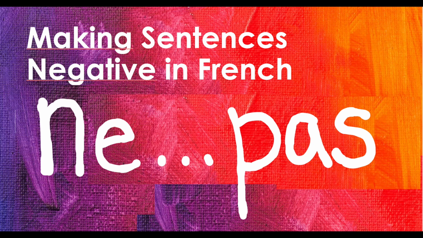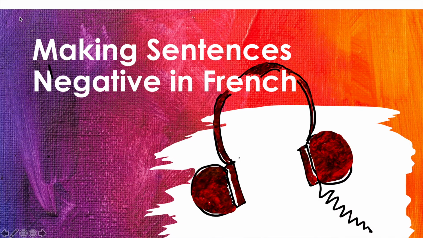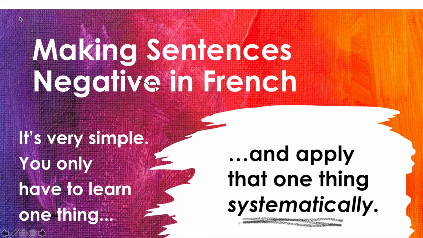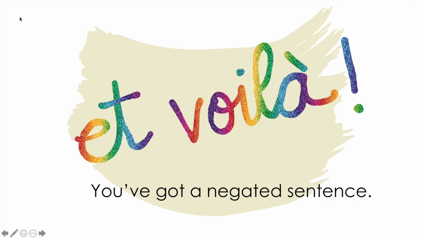The purpose of this video is to make sure that you know how to make sentences negative in French. It's very simple, and you only have to learn one thing, but you have to apply that one thing systematically. That means you can't just go, yeah, okay, I got it, because you probably don't got it. You actually need to be very systematic, at least in the beginning. Et voilà, once you've applied it, you've got a negated sentence.